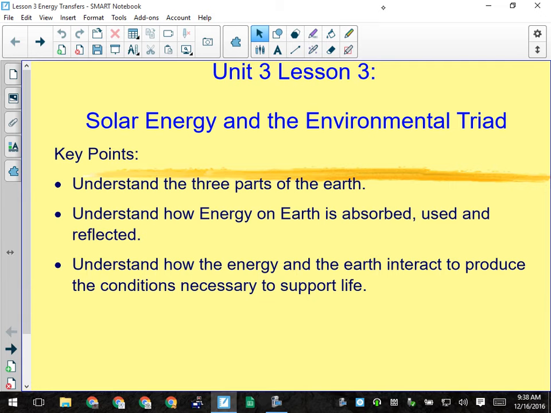Okay, so in terms of the 3 things that can happen to light, it can be absorbed, it can be used, it can be reflected. Right now, the ground outside's covered in snow. What does snow do to light? Or what do all white things do to light? They reflect it. Light colors reflect more than dark colors.